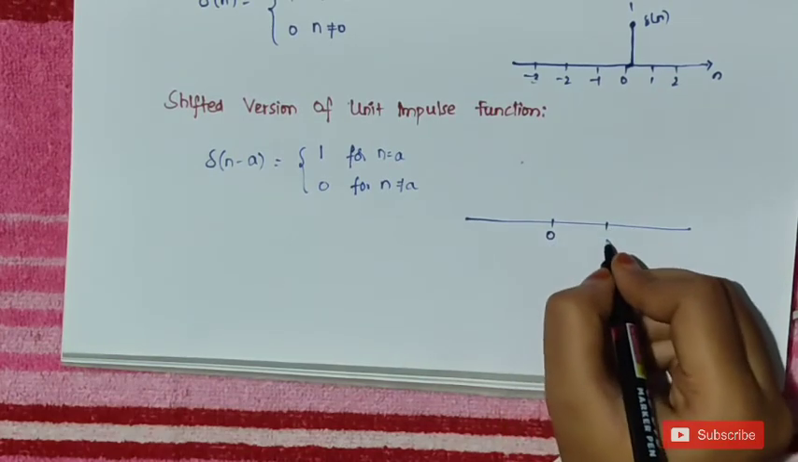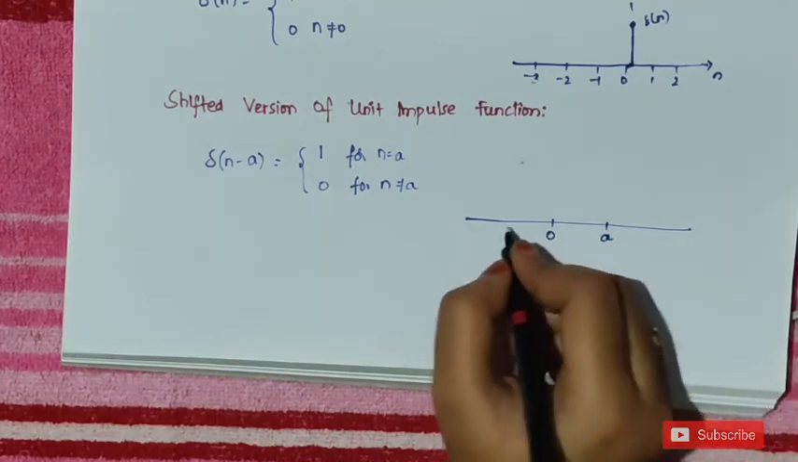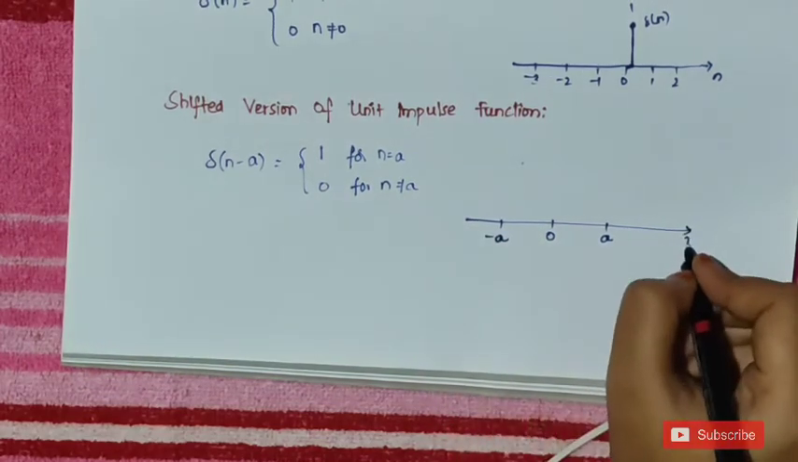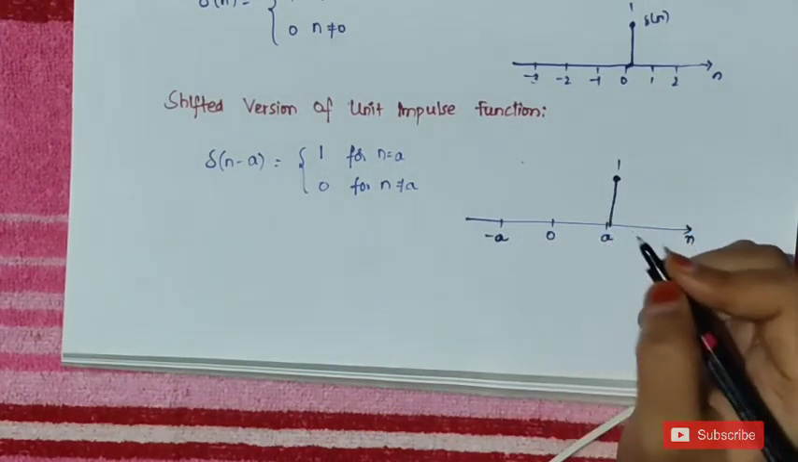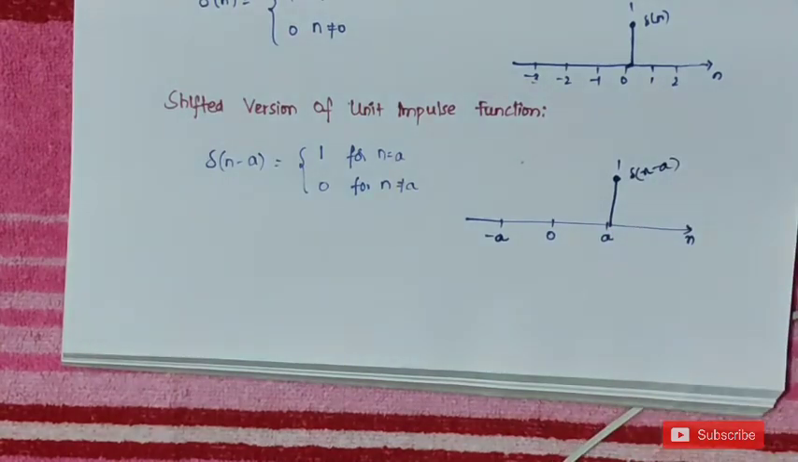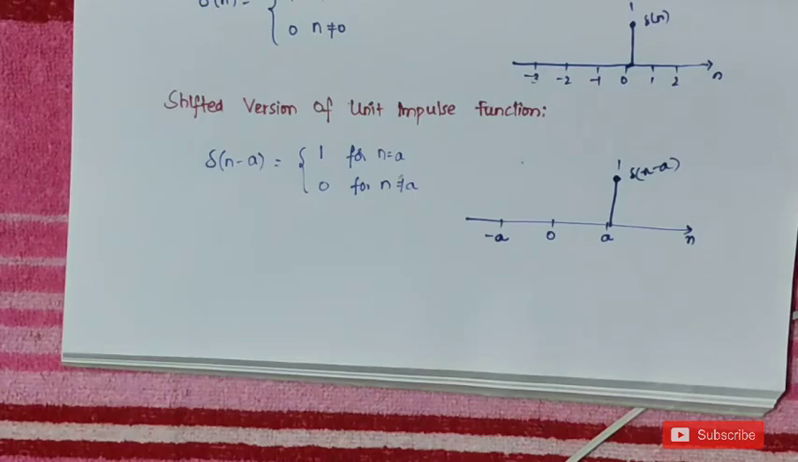It will be like this, delta of n minus a, with 0 and a marked on the axis. This is about the unit impulse function. Next we will discuss the sinusoidal signal.